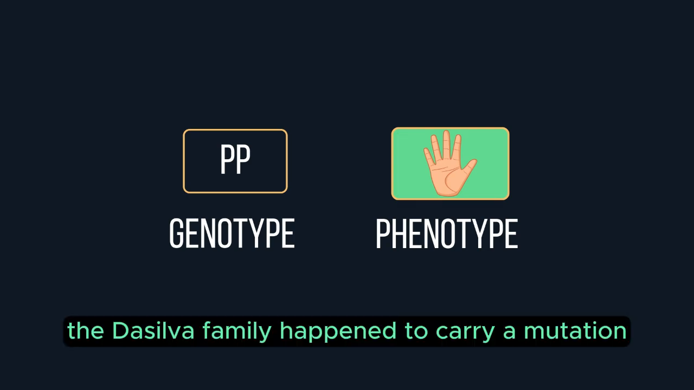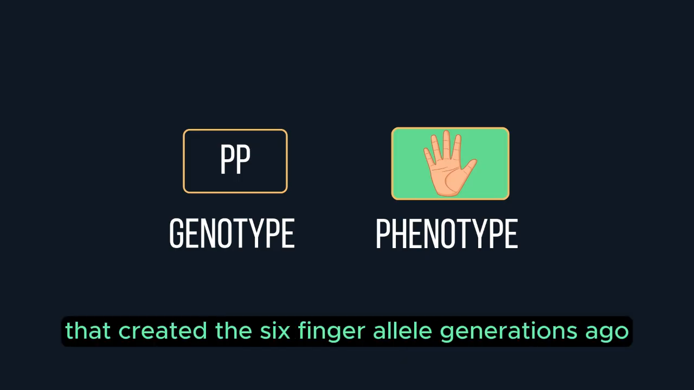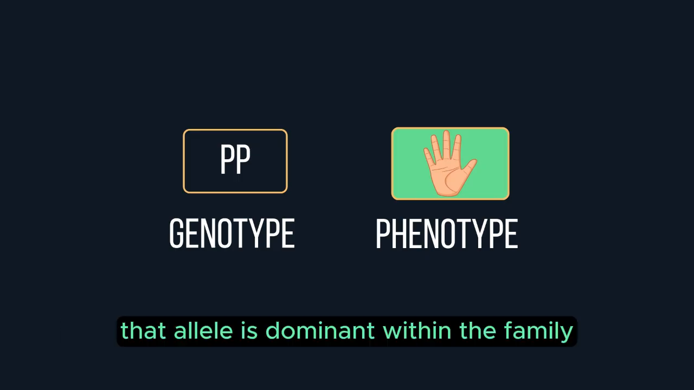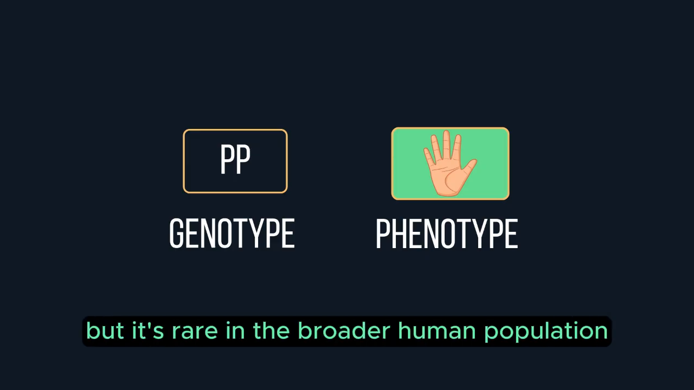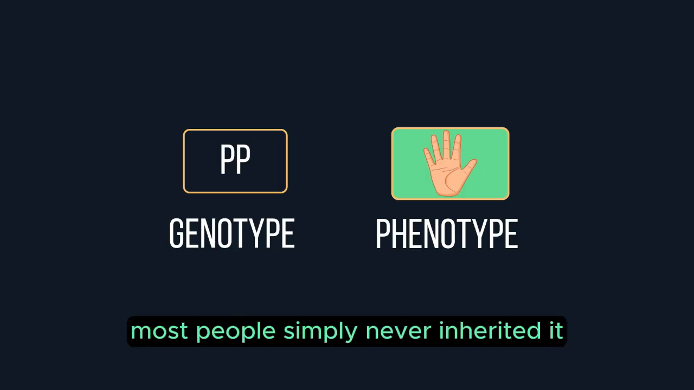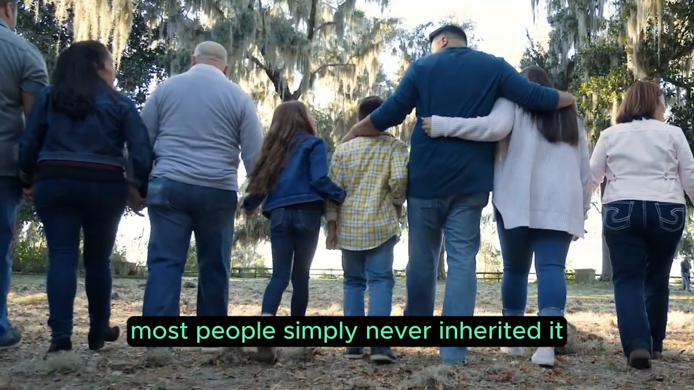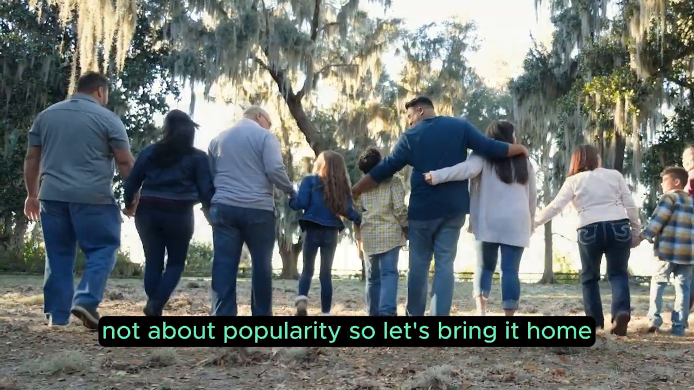The De Silva family happened to carry a mutation, a rare genetic change, that created the six-finger allele generations ago. That allele is dominant within the family, meaning one copy is enough to express it. But it's rare in the broader human population. It hasn't spread widely. Most people simply never inherited it. So dominance is about power, not about popularity.